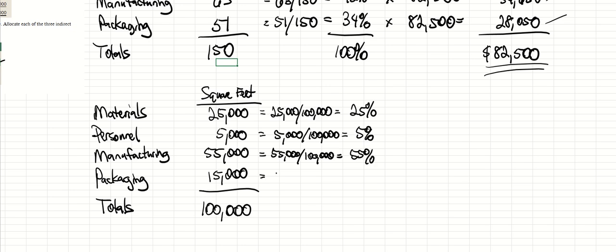Packaging, 15,000 divided by 100,000. That's going to give me 15%. Okay, so 25 plus 5%, that's 30. 30 plus 55, that's 85. 85 plus 15, that's 100%. That lets me know that we've included all 100%. We're going to be including all 100% of the total costs that went to utilities for each department. So that's good there. And they kept it easy for us when it came to actually determining the percentage allocation.